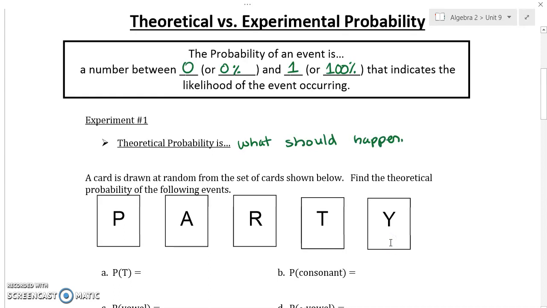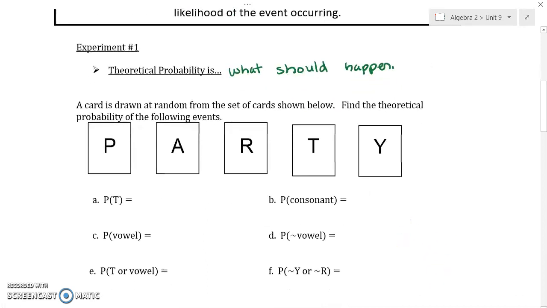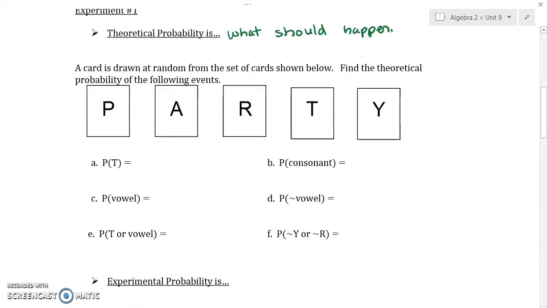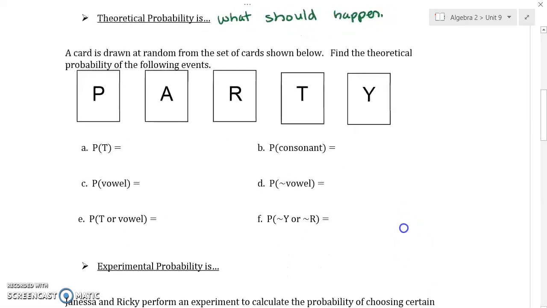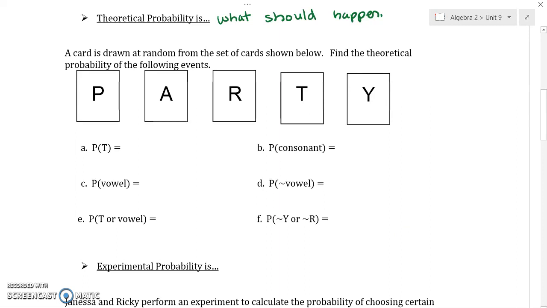These cards. We have a card drawn at random from the set of cards shown below. Find the theoretical probability of the following events. So we're having like a family party here, and now we're going to answer these questions. It says, what's the probability of me getting the letter T? Well, there's only one T here, so that's 1 out of 1, 2, 3, 4, 5 cards. So the probability of that happening is 1 out of 5.